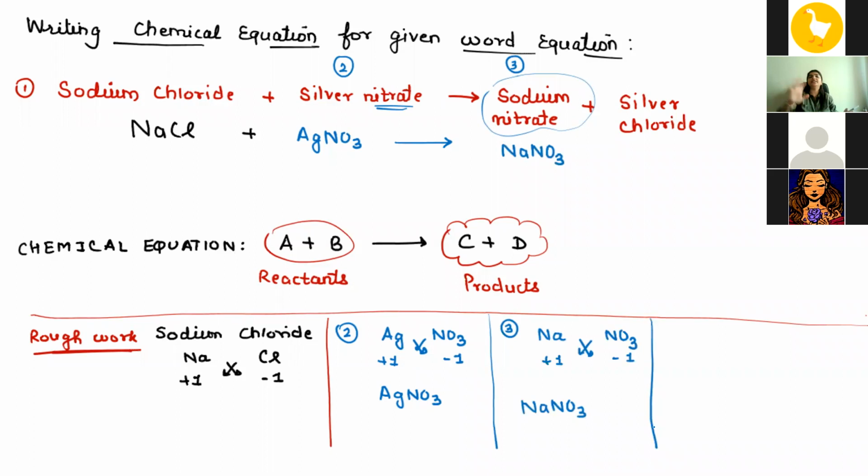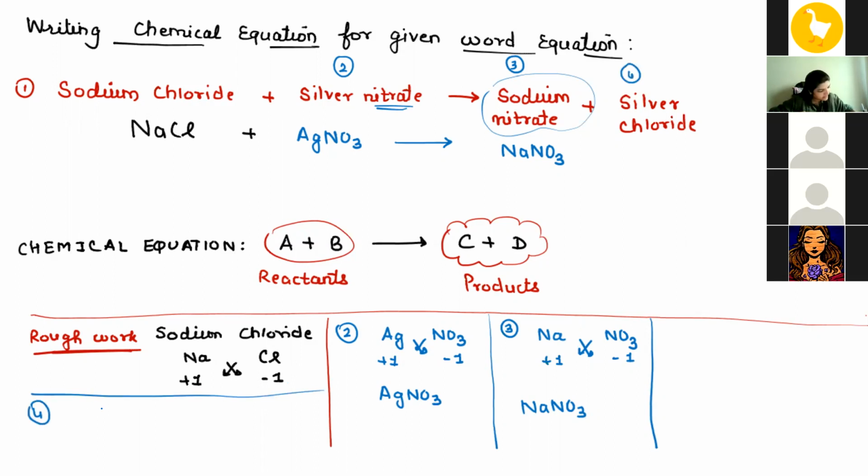Okay, final one, silver chloride. Who will tell me what is silver chloride? Silver will be Ag and chloride will be Cl. Yes. The valency for silver will be +1. Yes. And the valency for chloride will be -1. Okay. So it will be AgCl. Very good. AgCl. So did you understand what is the application of the making formula?